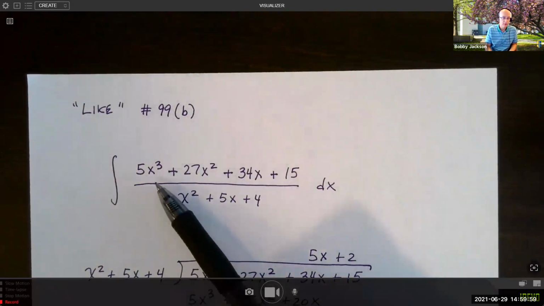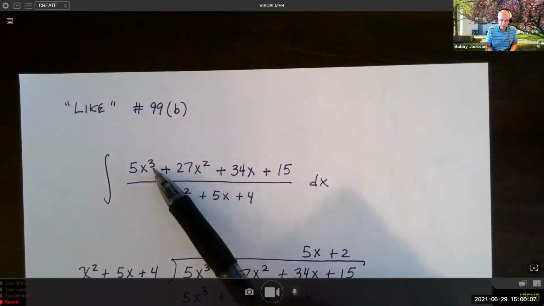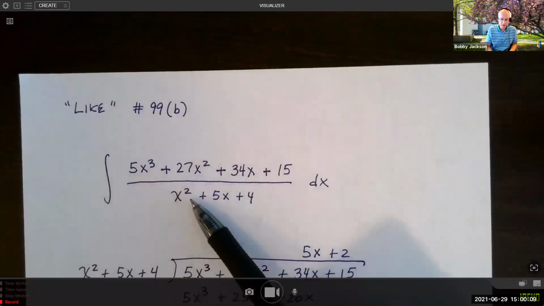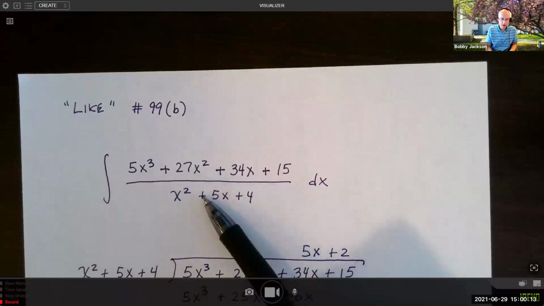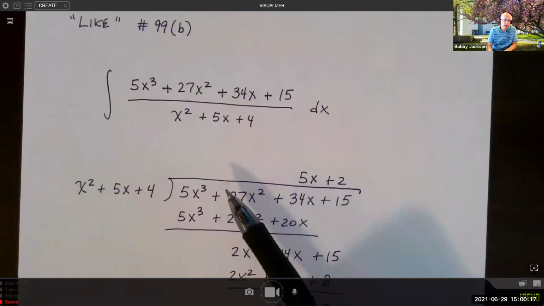And the reason is the degree of the numerator is 3, the degree of the denominator is 2. For partial fraction decomposition to work, we have to have the degree of the top to be less than the degree of the bottom. If it's not, as in this case, you have to do polynomial long division. And so how do we do that?